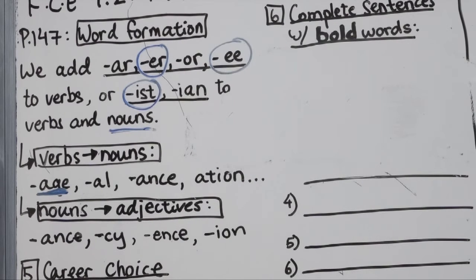N-C-E. We change the N-T to N-C-E. Arrogance. And then here we have F-L-U-E-N-T, fluent. Fluent will turn into fluency. Fluency. All right, so now there's a pattern here. You can try to look at the pattern. Arrogant, fluent, and of course E-N-C-E. Patient will become patience.